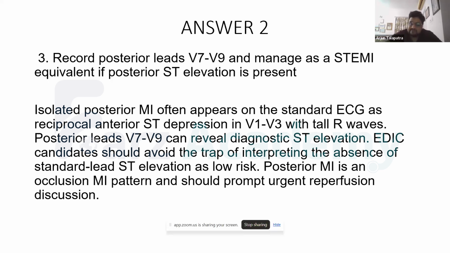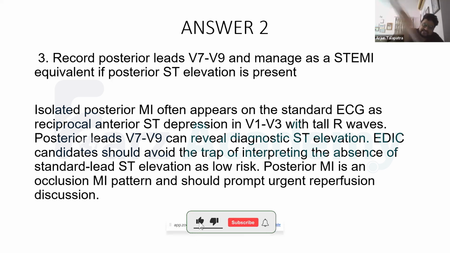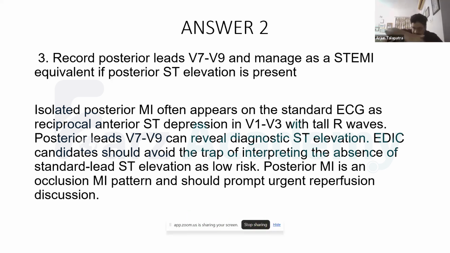In the EDIC exam, it's important that if they give you this kind of picture where they show ST depression in V1 to V3, always remember that this could be equivalent to a STEMI if you have ST elevation. They might not give you the posterior leads initially, and they might ask you what you do next. In this case, you definitely have to check the posterior leads to rule out a STEMI, because if you have a posterior wall STEMI, you definitely have to go in for reperfusion therapy. So this might be tested in the exam.